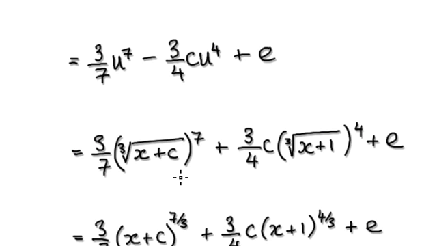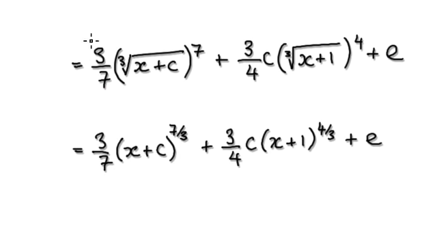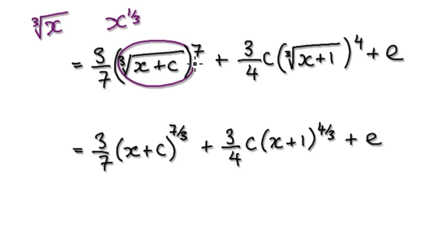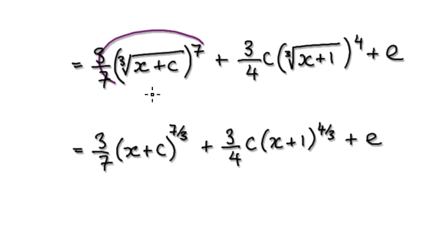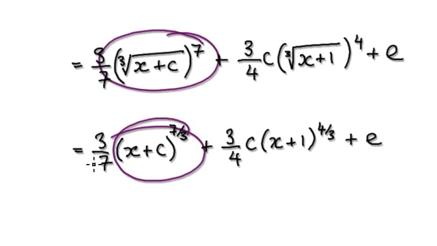So remember, when you have cube root of x, that's the same as x to the power of a third. So when you have x to the power of a third and then you power it to the 7, it would be this times this. So it becomes x to the power of 7 over 3. So this thing here really becomes this thing here.